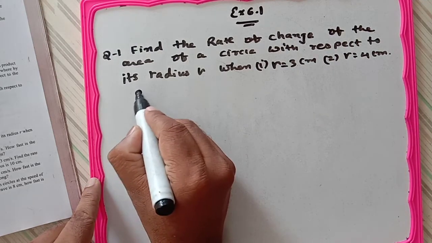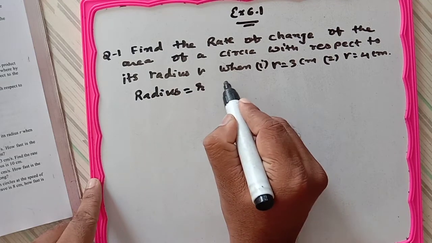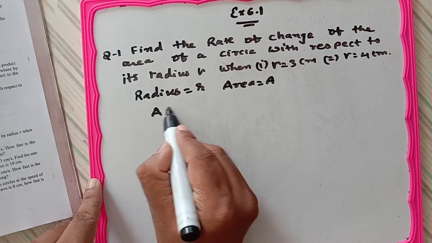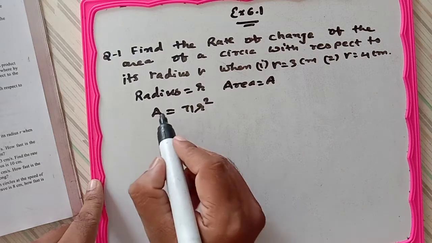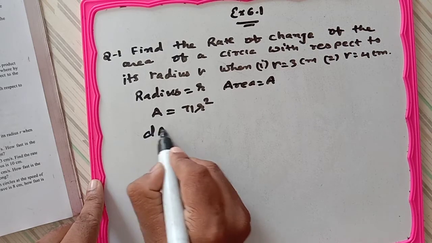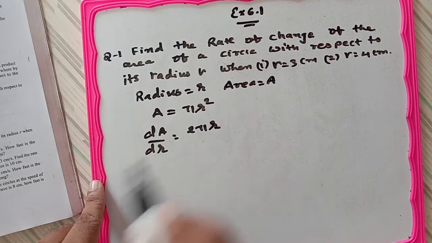So here radius equals r and area equals A. Then we know that A equals pi r square. Now we want the area's change with respect to the radius, so we differentiate A with respect to r, then it is 2 pi r.